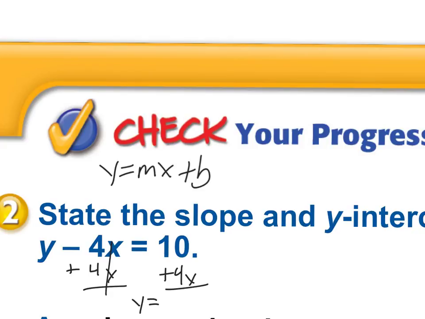But I want the 4x term to be listed first. Did I say 10x? I think I did. I want the 4x term to be listed first. So that should be 4x plus 10. Everybody good with that? So before you can identify the slope and the y-intercept, you must make sure it is in slope-intercept form.